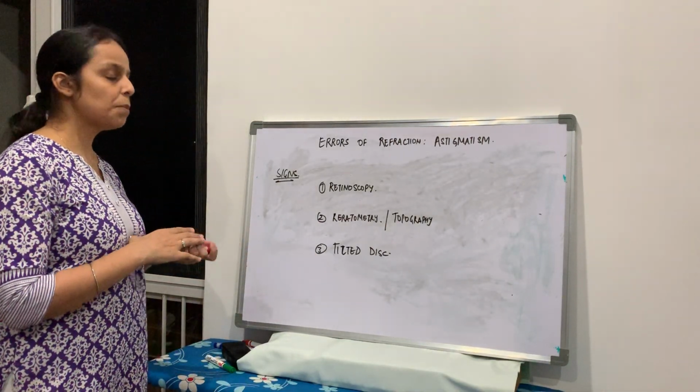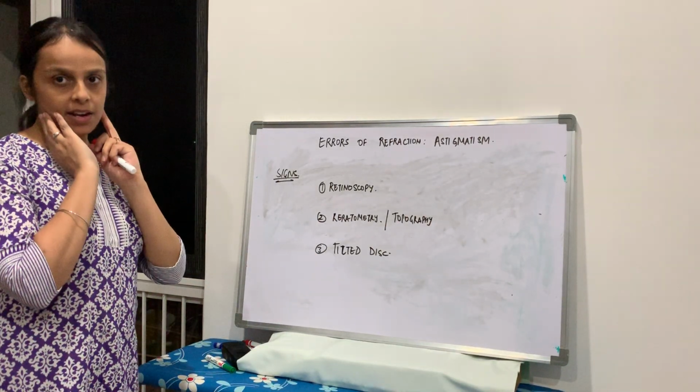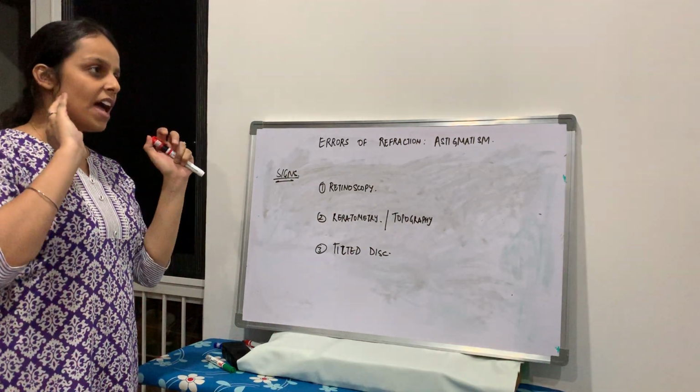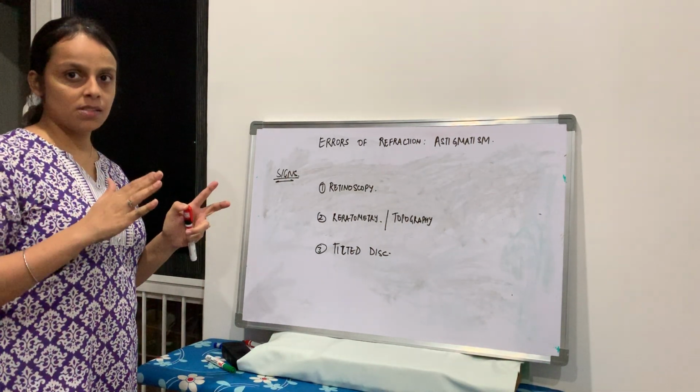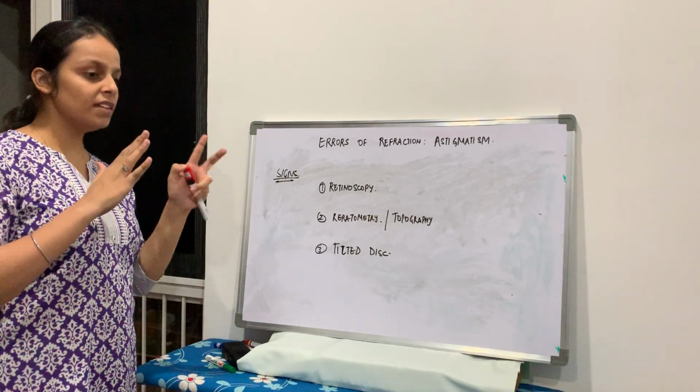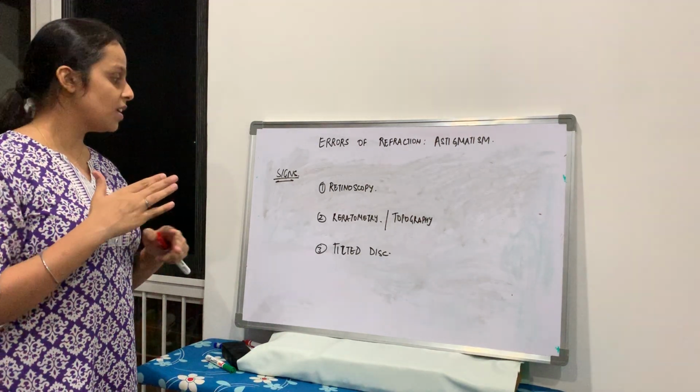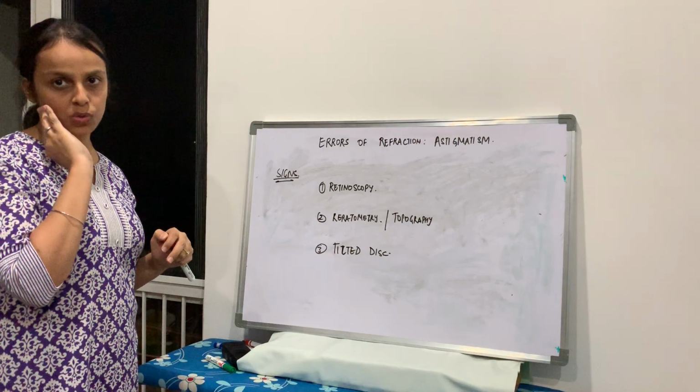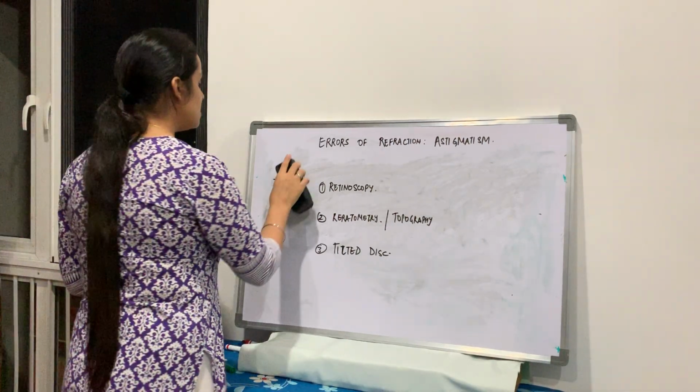Also, sometimes these patients will try to tilt their head. So why do they tilt their head? They are actually trying to bring the axis of abnormality either to vertical or horizontal. So that is why they will try to tilt their heads also. Okay. So these are the signs.